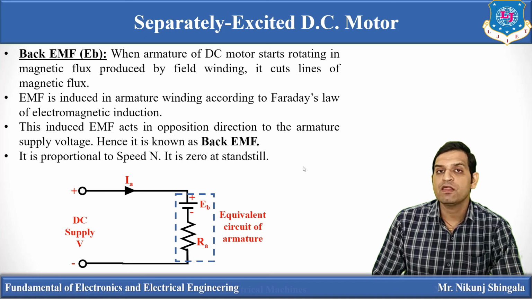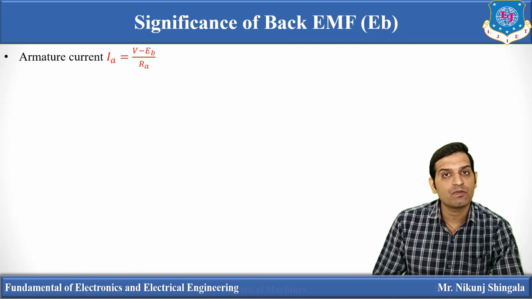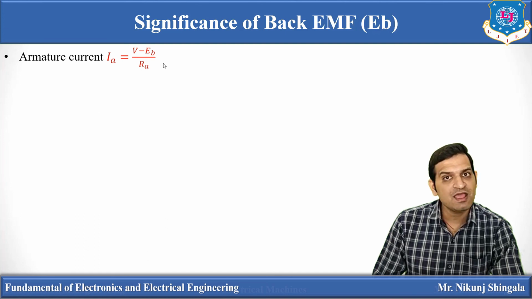Now what is the significance of back EMF? Let us understand. Armature current IA is equal to V minus EB divided by RA, where RA is the armature resistance. Now as I told you, back EMF is proportional to the speed of the armature. So when load is connected, speed decreases. Speed decreases, then EB also decreases. EB decreases, then V minus EB increases. V minus EB increases, then armature current increases. So the torque produced increases.